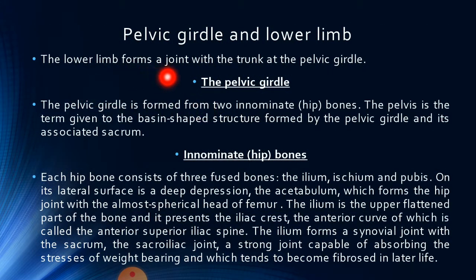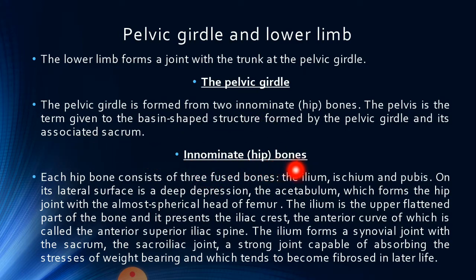The lower limb forms a joint with the trunk at the pelvic girdle. The pelvic girdle is formed from the two innominate hip bones. The pelvis is the term given to the basin-shaped structure formed by the pelvic girdle that we talked about, that the pelvic girdle was formed by the two innominate bones and its associated sacrum.